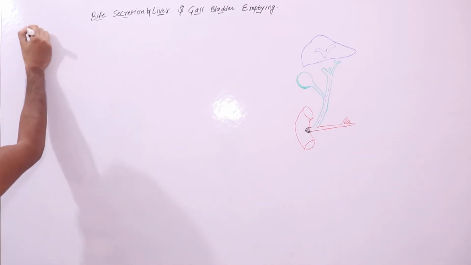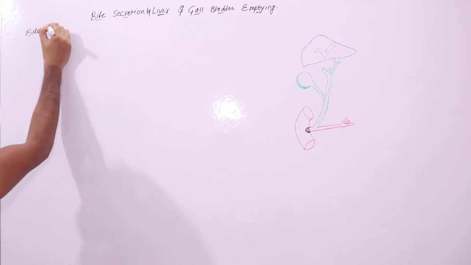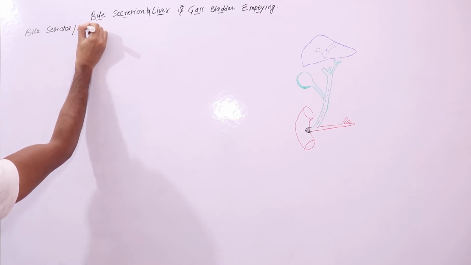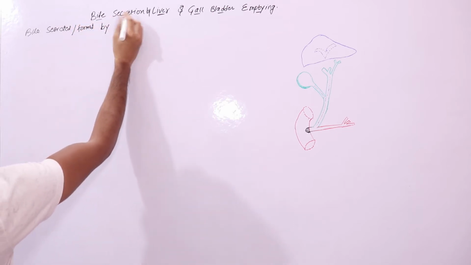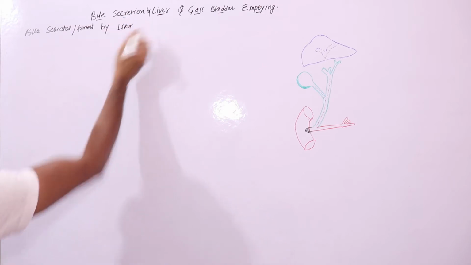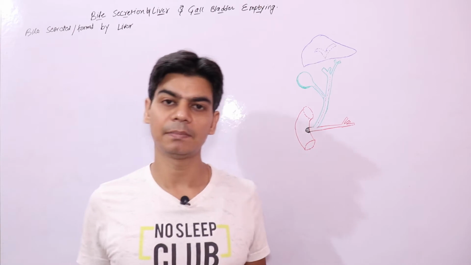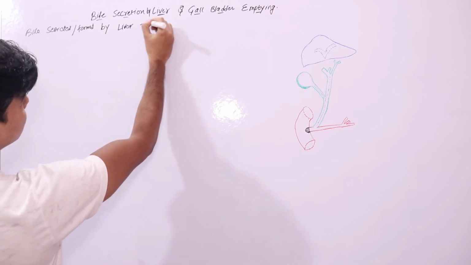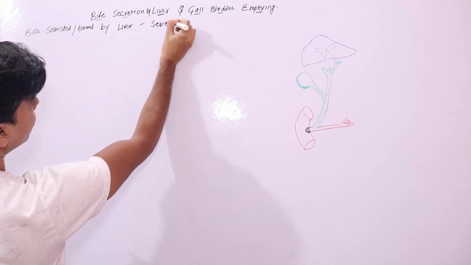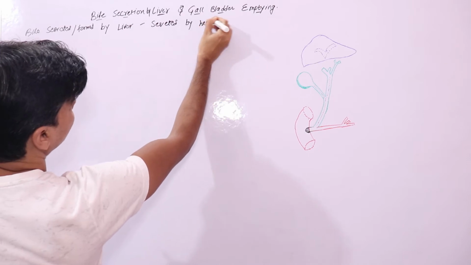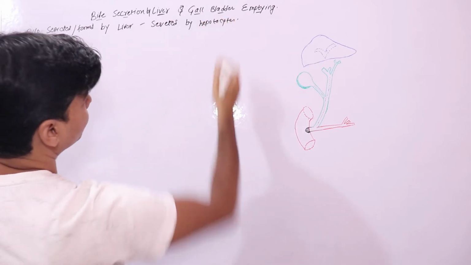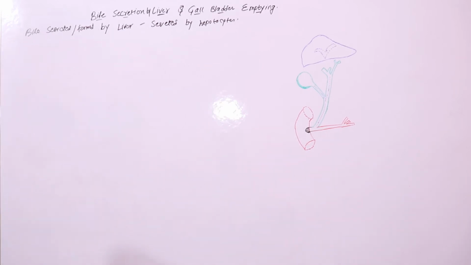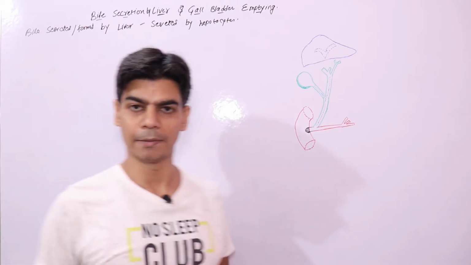Bile is secreted, or formed or produced, by the liver. Bile is secreted by hepatic cells, hepatocytes, which are liver cells. Now bile has a very important function to play.